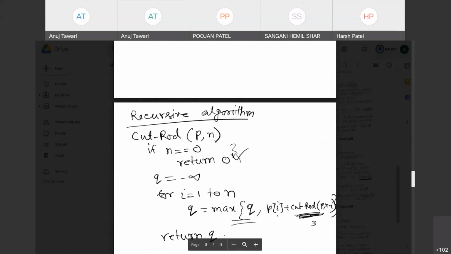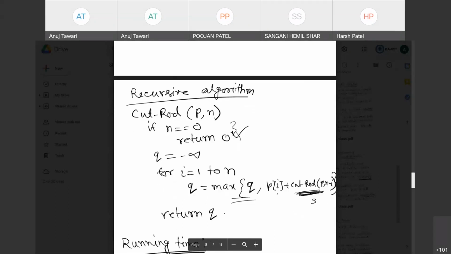So what we are trying to do is that if the rod is of length 0, then obviously we don't get any cost. Otherwise, we just set it to minus infinity. We could take any large negative value and keep on updating this q. So for i from 1 to n, q will be the maximum of q comma p_i plus cut rod(p, n minus i). This is the recursive call we are making. Then finally we just return the resulting value of q. So what's the running time here?